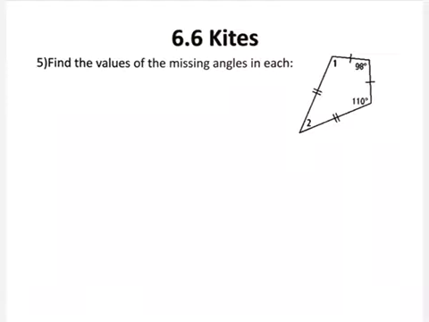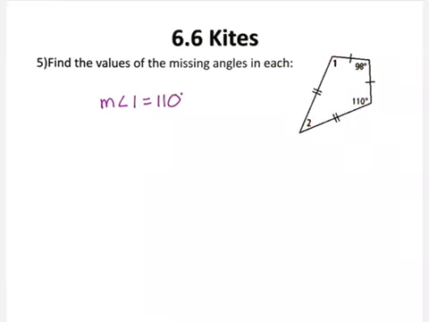Find the values of the missing angles in the kite. So one of the things we can do is we could draw the diagonal here, splitting this kite in half, which then tells us that we now have two congruent triangles, so we are able to set this angle here equal to this angle here through CPCTC. So that means the measure of angle 1 is equal to 110.